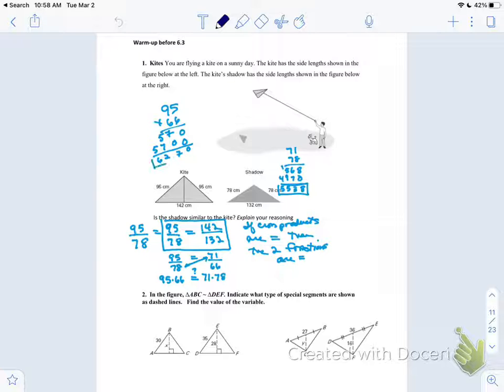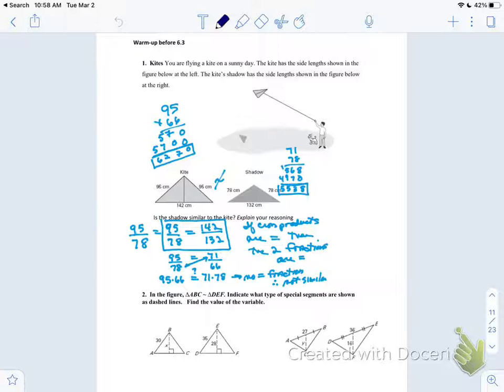Look, I have 2 different numbers. Since I have 2 different numbers, I know that they are not equal fractions. So what do I know? Therefore, my 3 little dots, not similar. You would put a similar symbol and then cross it out. They're not similar.